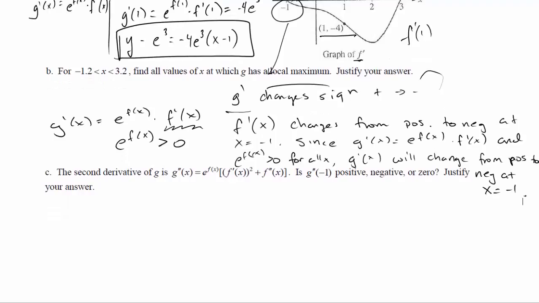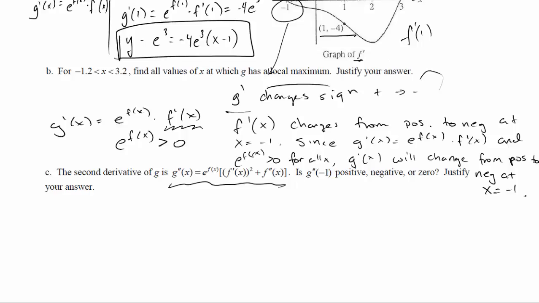In part C, the second derivative is a given, so they were nice enough to explicitly give you the second derivative. Is g double prime of negative 1 positive, negative, or 0? Justify your answer. The only thing you really have to do is dissect what is what in this problem. If there are any numbers I really need to care about, I can write those down, but what I'm probably only focusing on is whether it's positive or negative.